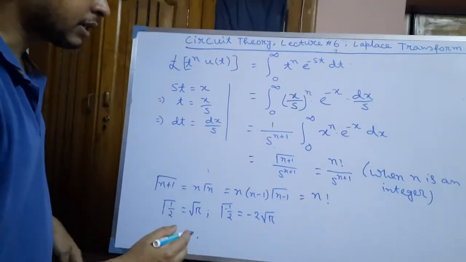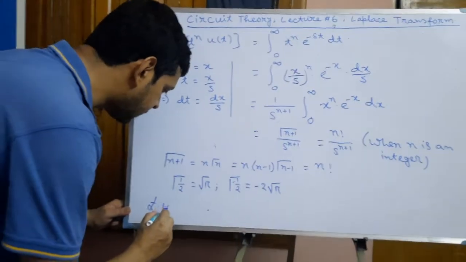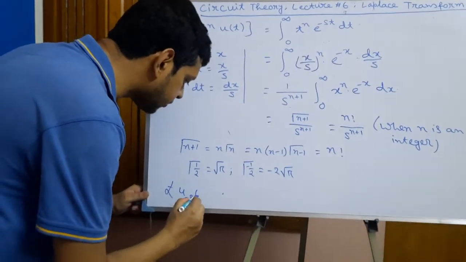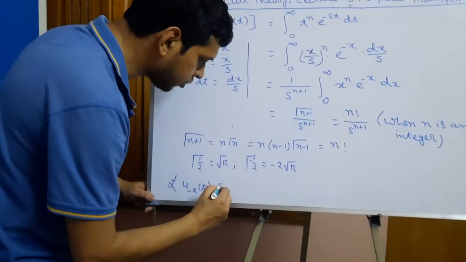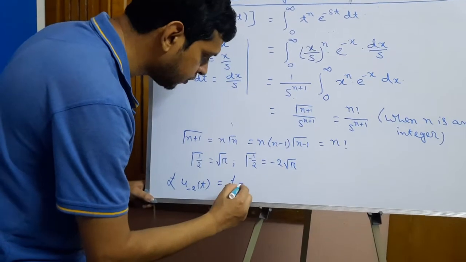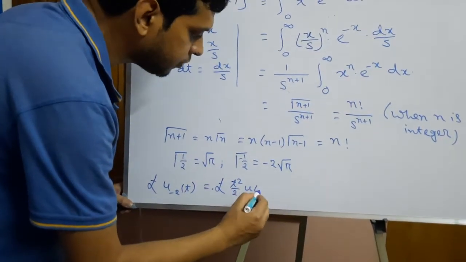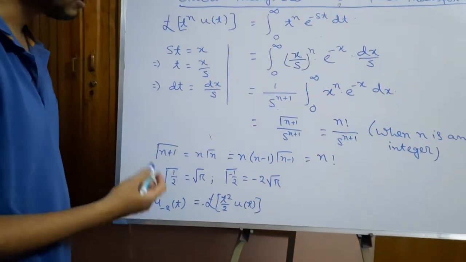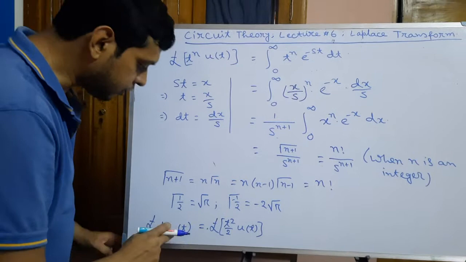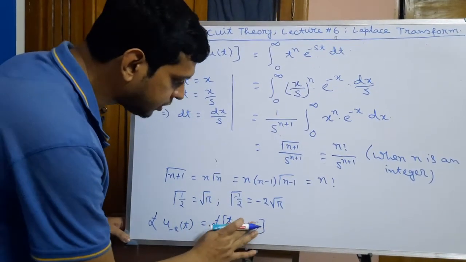Now let us determine the Laplace transform of u minus 2(t). U minus 2(t) equals what? We all know that u minus 2(t) equals t square by 2 u(t), or this is one ramp function, unit ramp function. Sorry, u minus 2(t) equals the ramp function t u(t).